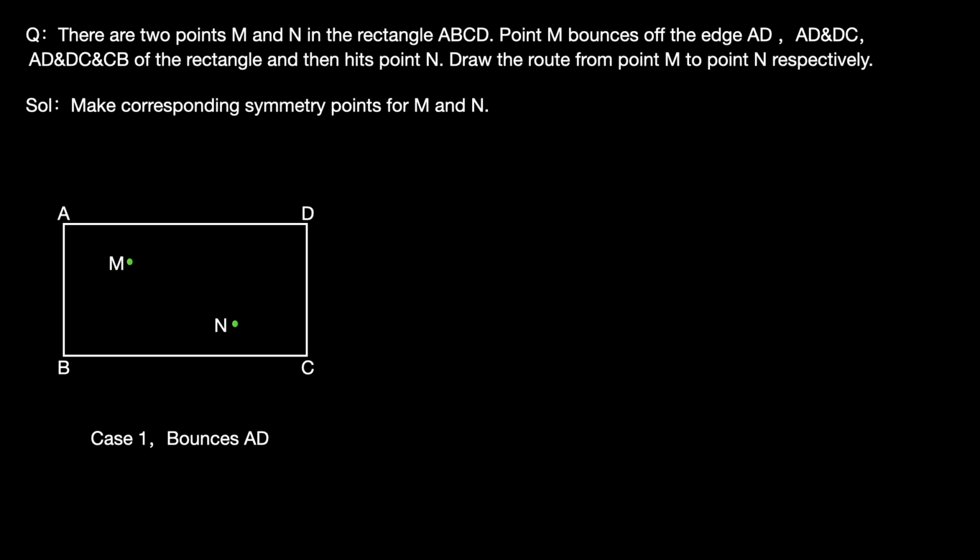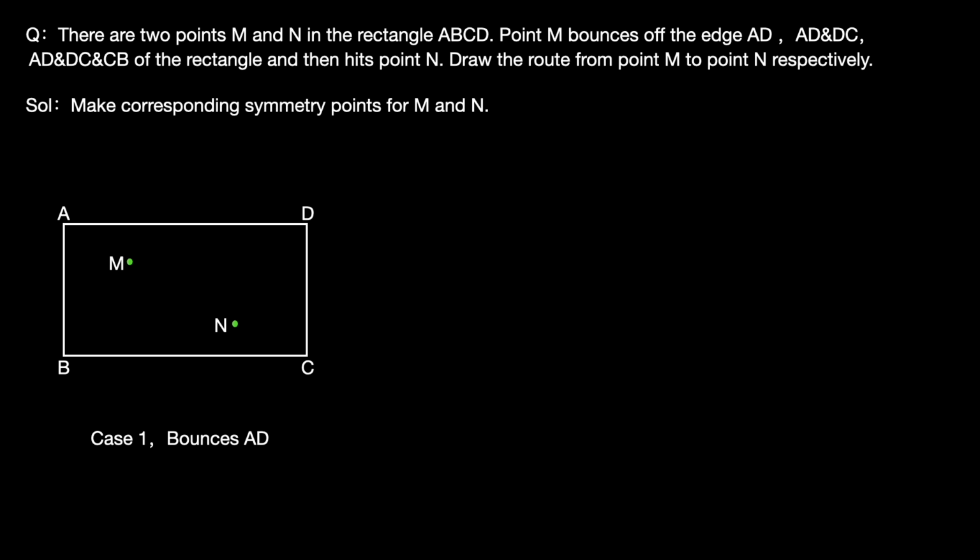Imagine that the inner walls of this rectangle are mirrors. A beam of light starts from point M and reaches point N after reflection on edge AD. Therefore, in order to get the path of the light from point M to point N, we must get the position of the reflection point of the light on AD.